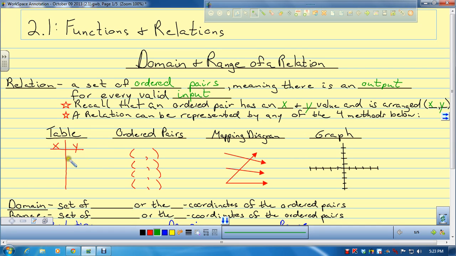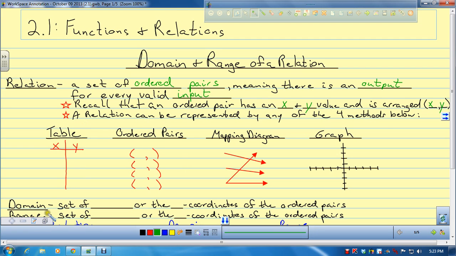One is a table. Two is an ordered pair, like what we talked about just earlier. The third one is a mapping diagram, and a mapping diagram will come in handy a little later on when we are trying to decide whether or not a relation is in fact a function. Okay? And the last one is a graph.